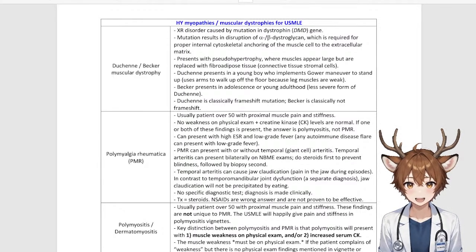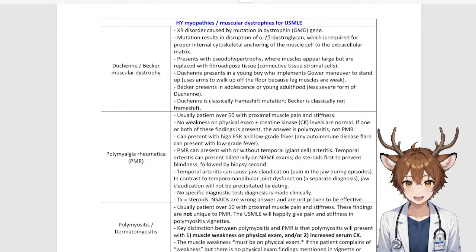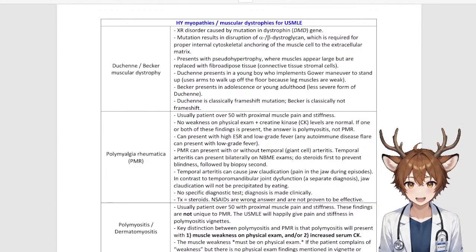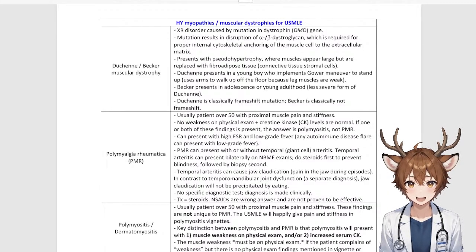Becker presents in adolescence or young adulthood, a less severe form of Duchenne's. Duchenne is classically a frameshift mutation. Becker is classically not a frameshift. And that's why it's not as serious. Frameshift really screws things up, potentially.